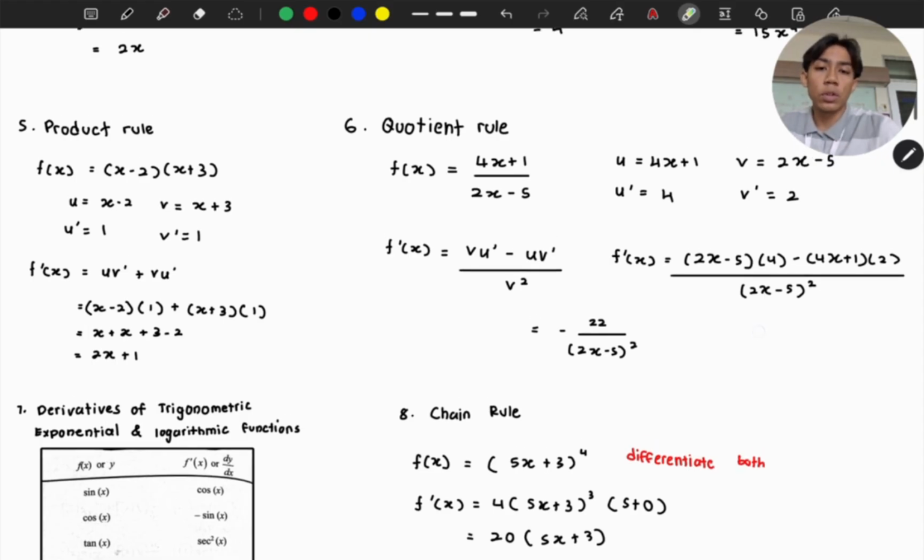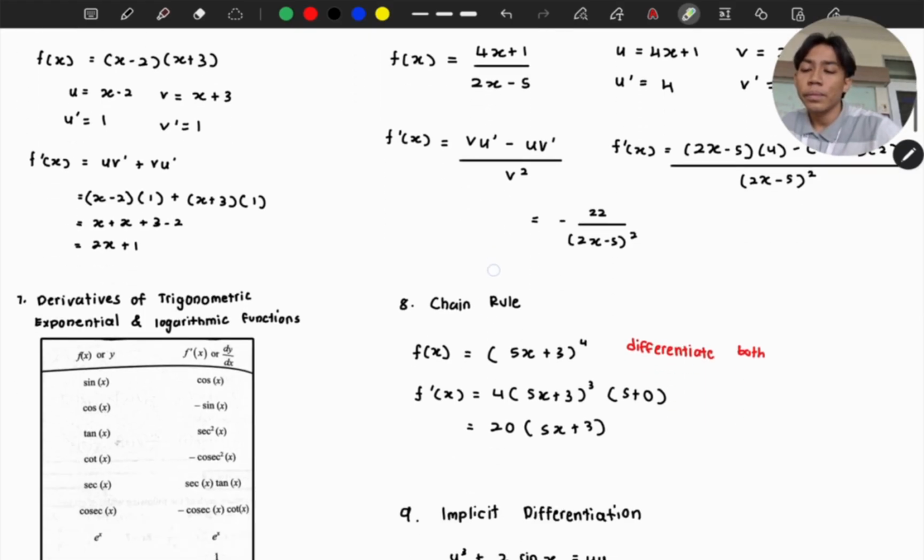Next is the quotient rule. It is actually the same as the product rule, but the equation is a little bit different. First, find the u and u prime, v and v prime. The u is usually on the upside, and the v is the down one. And here is the equation for the quotient rule, which is v u prime minus u v prime over v squared, and substitute the numbers and get the answer.